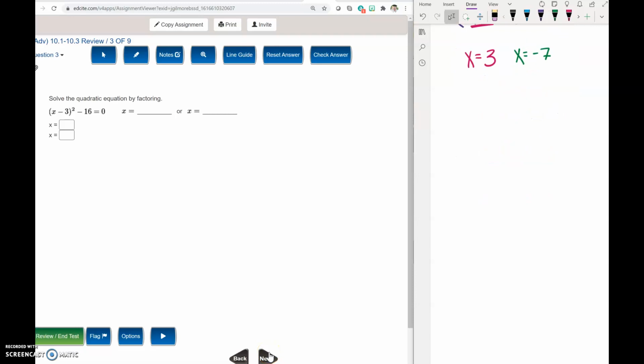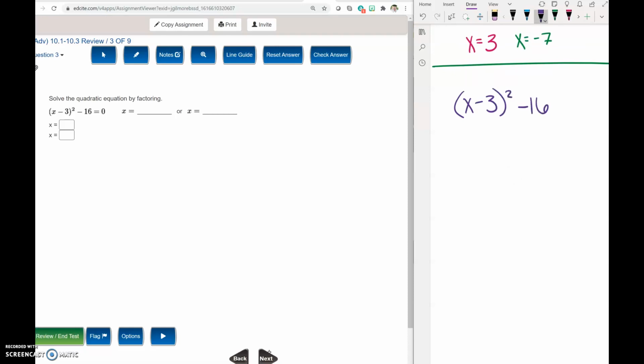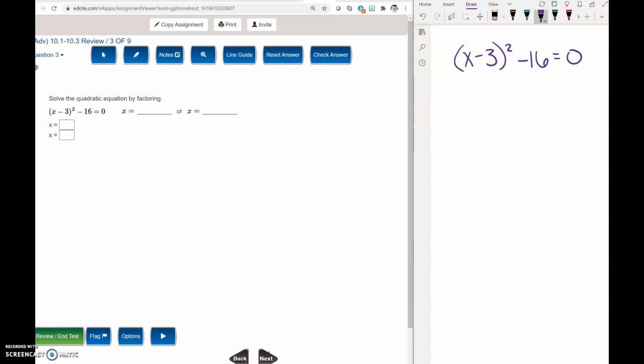This one also says solve the equation by factoring. It should not say that. It should just say solve the equation, I think, using square roots. So we have x minus 3 squared minus 16 equals 0. If it says something different on your screen, that's fine. I probably fixed this after I saw this. This is a problem that you would want to solve using square roots.